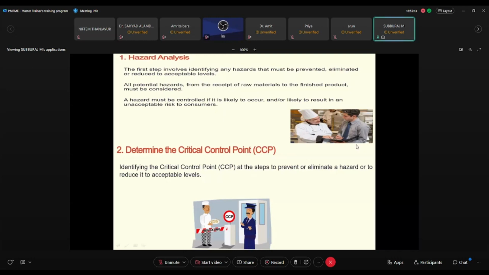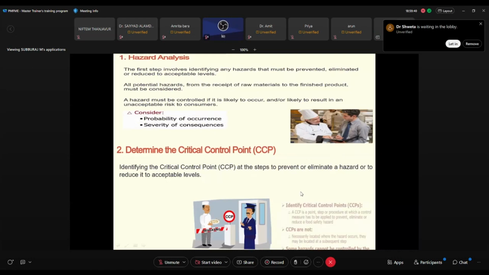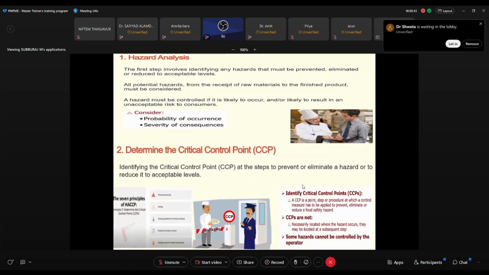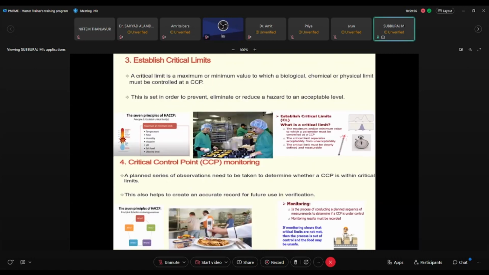First we have to analyze where the physical, chemical, and biological hazards can enter into the system. Then, to prevent them, we determine the critical control point, and then we establish the critical control point. These are the critical control points: thermal processing, chilling, and testing ingredients, which are generally the critical control points I mentioned. So the next thing is to establish the critical limit.